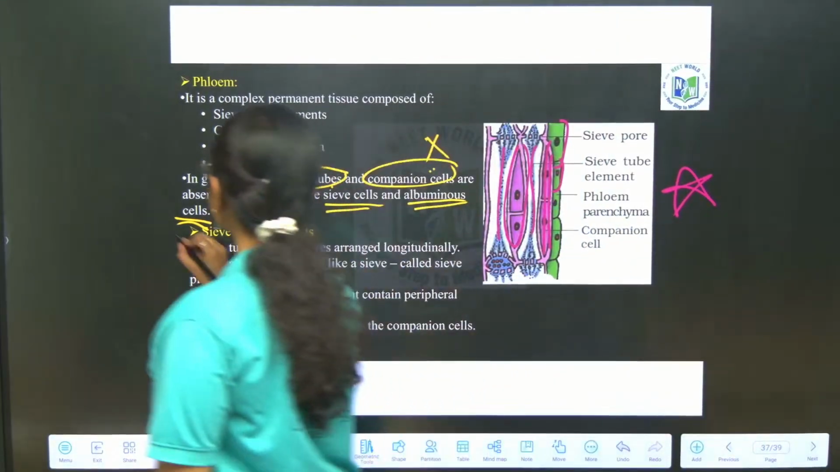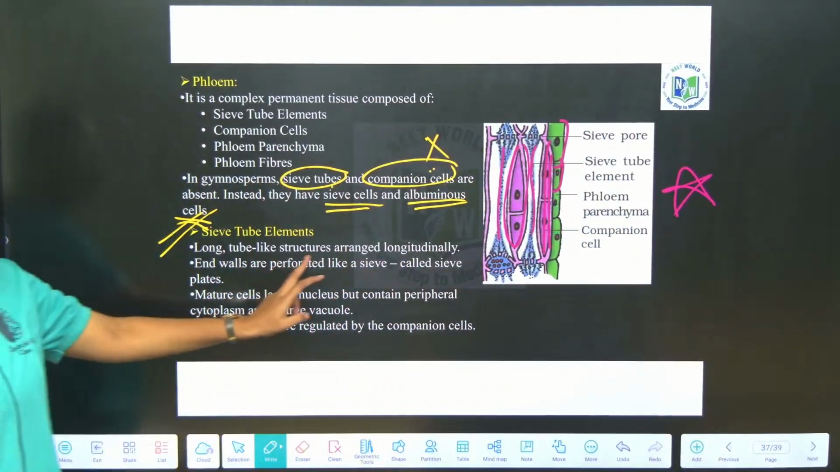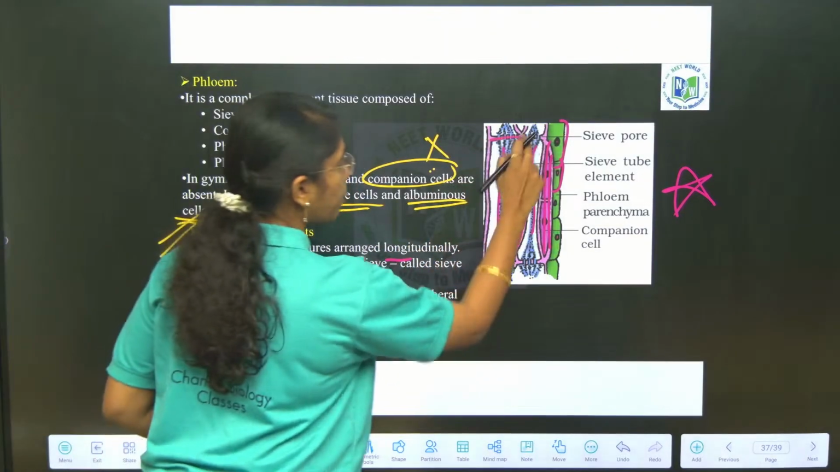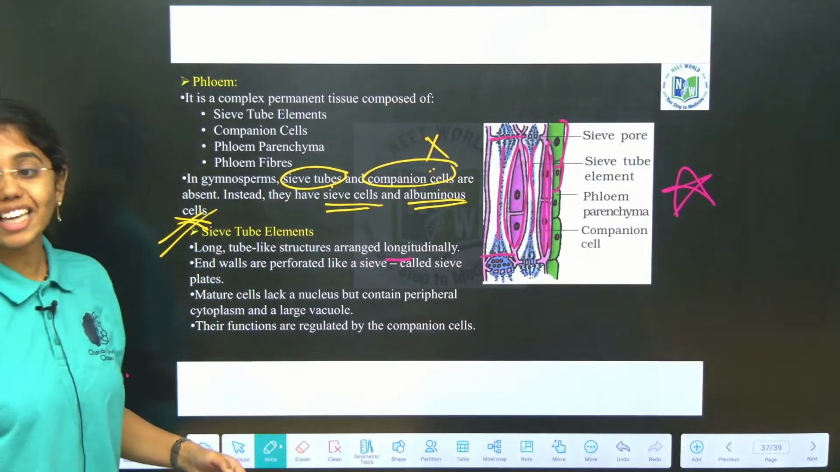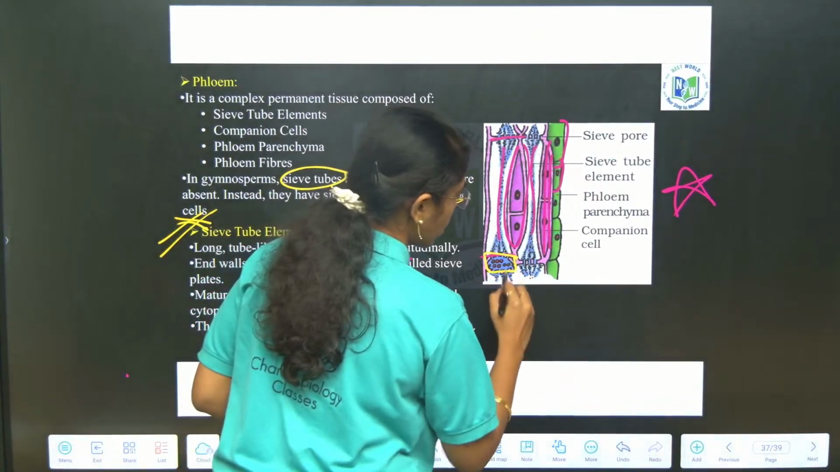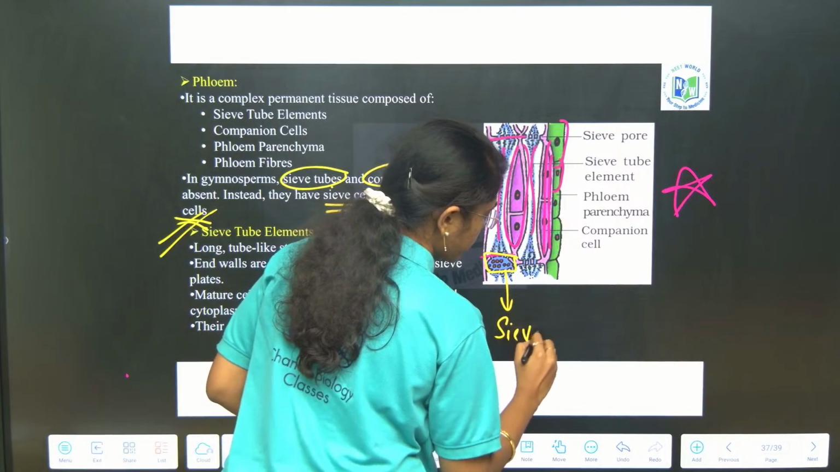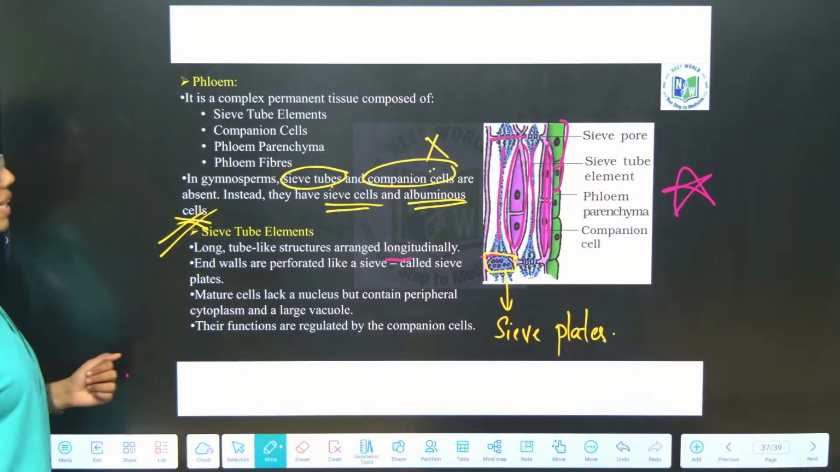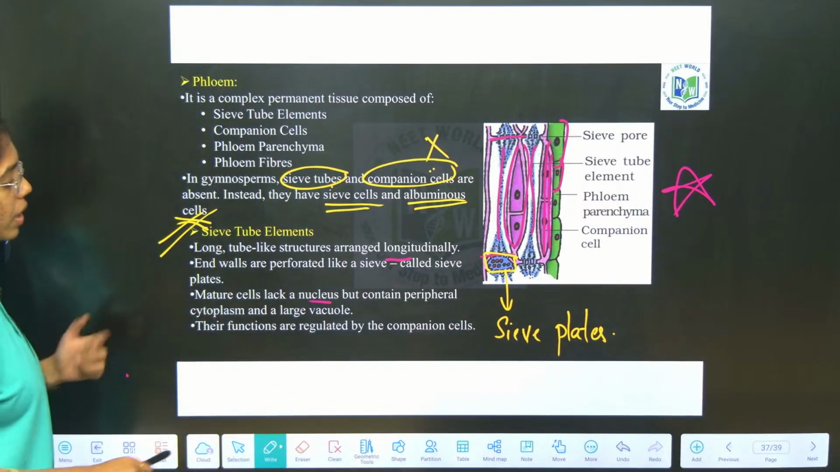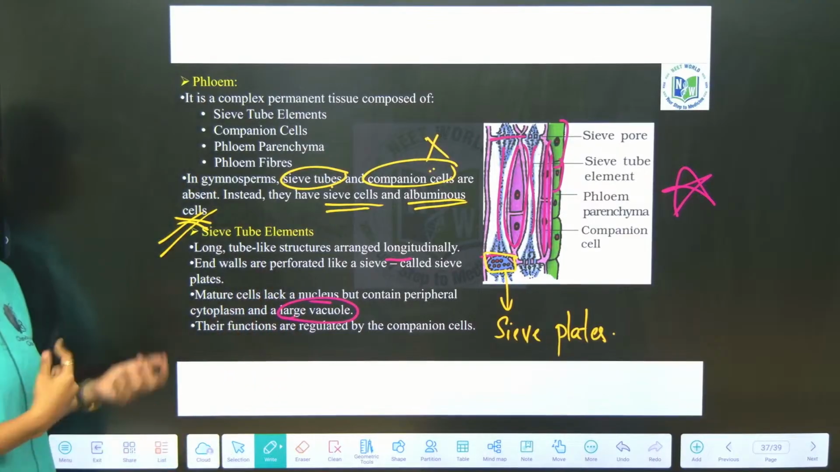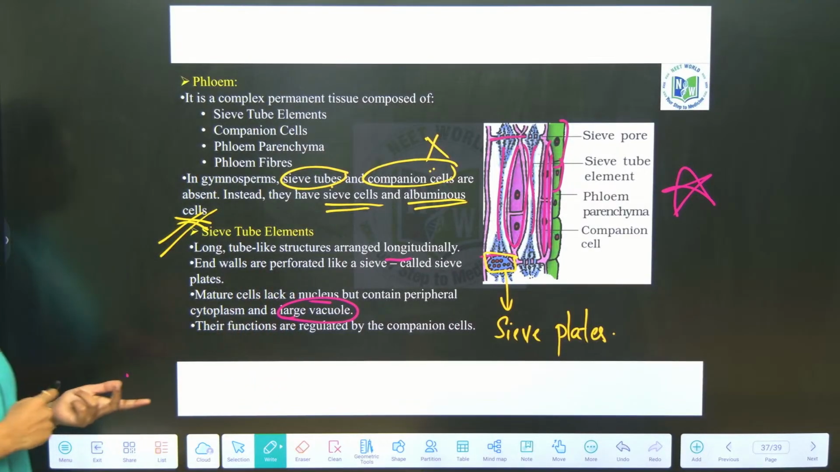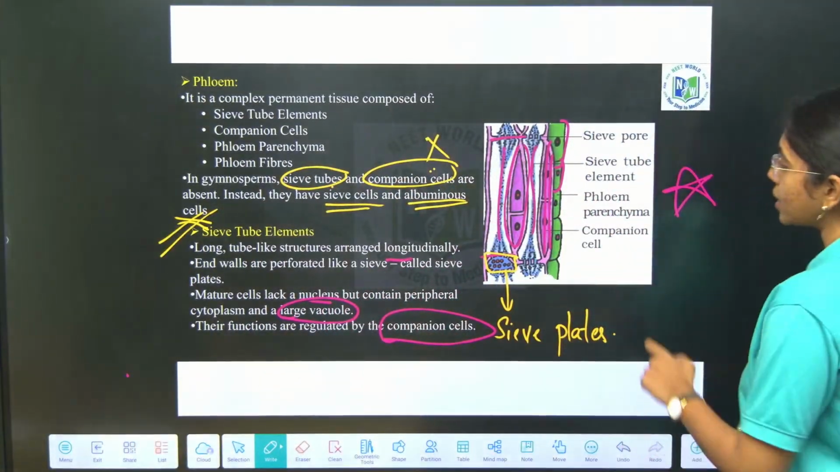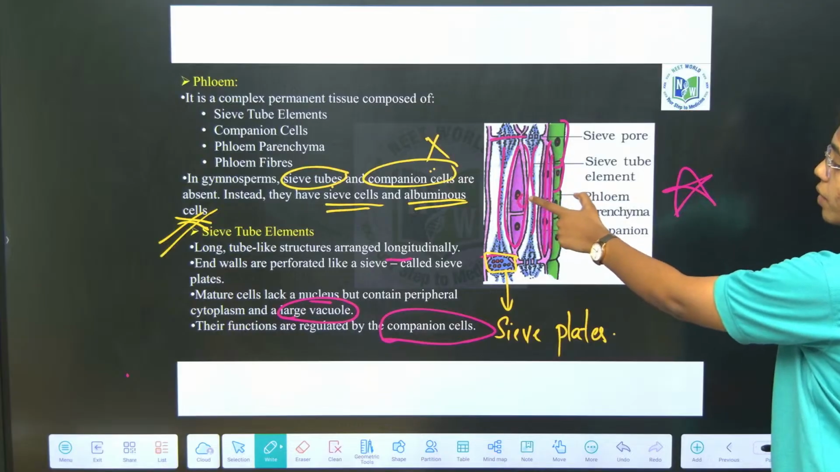Sieve tube elements' characteristic features are, they are long tube-like structures, they are arranged longitudinally, end walls are perforated with what? Sieve plates. At the end these walls are called sieve plates. Mature cells will lack nucleus, but they have peripheral cytoplasm and a large vacuole. Their functions are regulated by companion cells. Because companion cells have nucleus, they will drive the function of what?